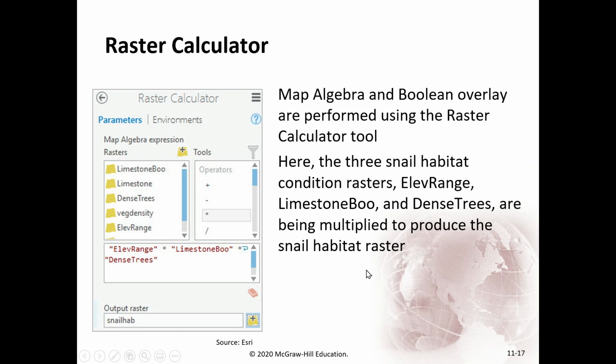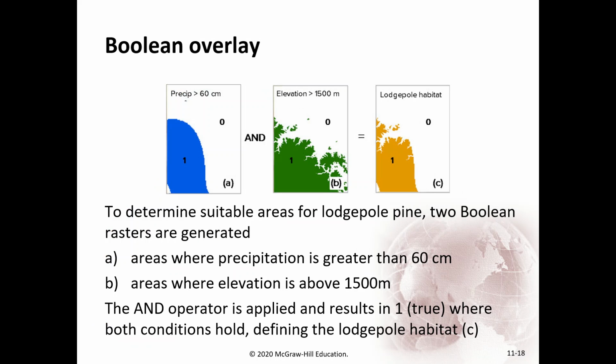So in the raster calculator, you can use an AND operator, which is an ampersand, or we can use star to multiply them together. So all these inputs are 1, 0 rasters, and the output is going to be a 1, 0 raster. So here's what that looks like when we put the rasters together: a Boolean overlay.